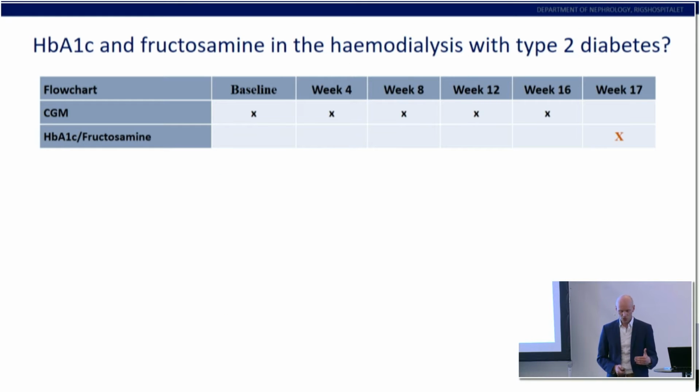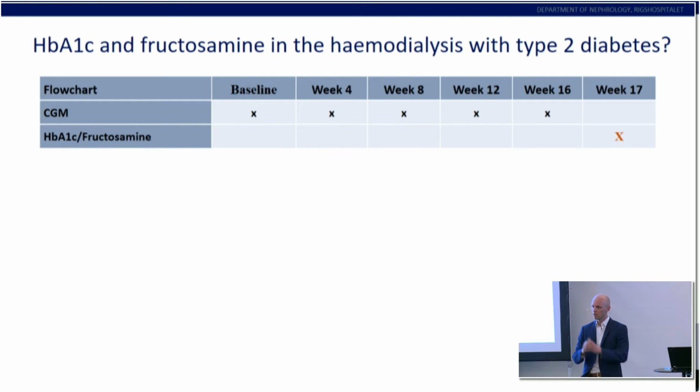So we did a study using CGM to validate HbA1c in hemodialysis patients, and we applied an iPro2 for 7 days at baseline and then every 4 weeks. And from that, we calculated a mean glucose. And then we measured fructosamine and HbA1c at the end that looks back at that period. So it's a retrospective measurement of glucose that goes back 3 to 4 months.